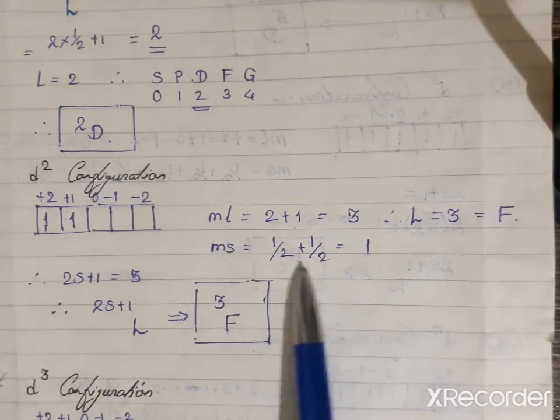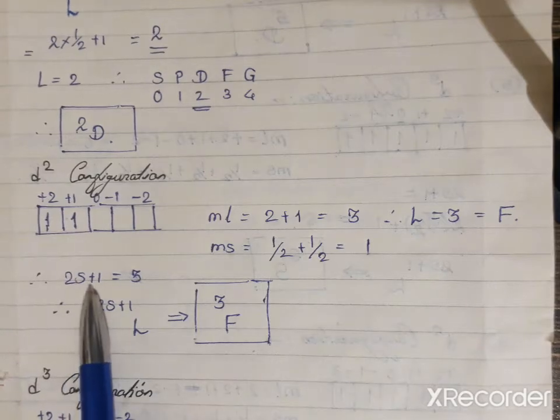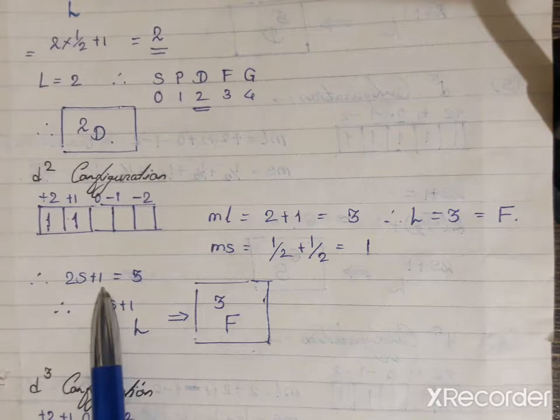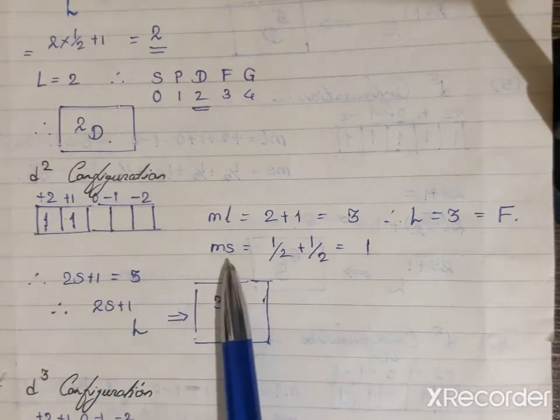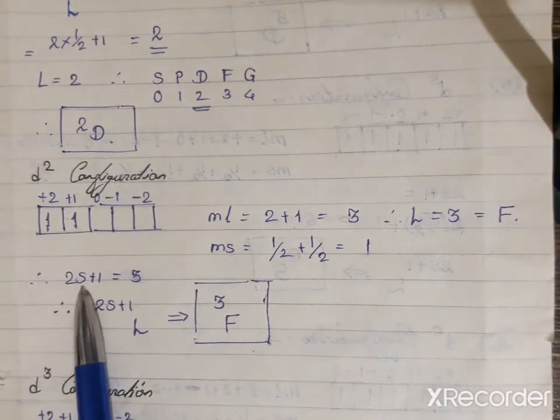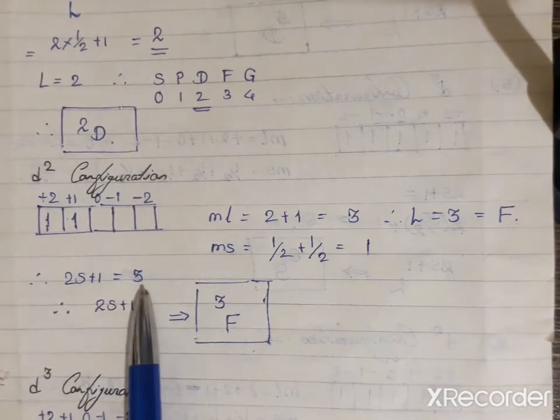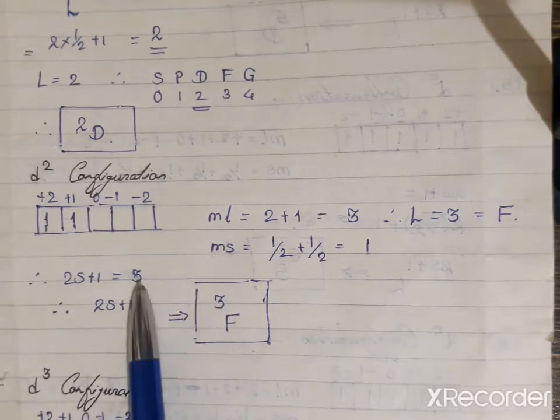Now put that Ms value into this formula, then we will get spin-spin coupling or spin multiplicity. So 2S plus 1, so what is S? Ms is equal to 1. So 2 into S means 2 into 1 plus 1 is equal to what? It is 3. So this is spin-spin coupling or spin multiplicity. So that is 3, or it is triplet.